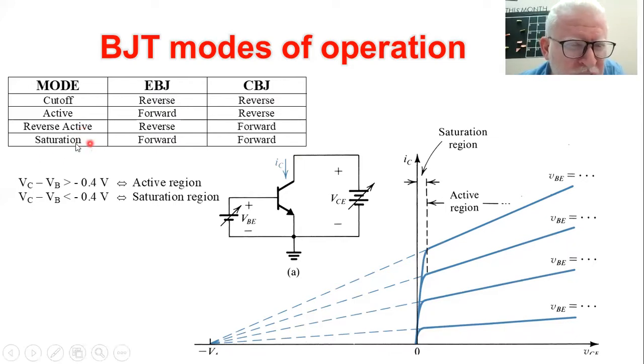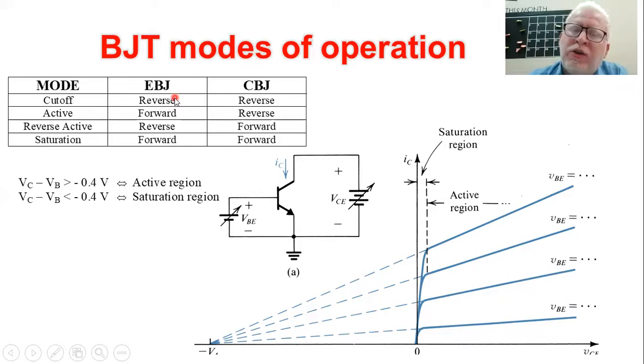And this is the saturation mode, where you have both junctions in forward bias. As you can see, the only difference between the active and the saturation is this collector-base junction. If the collector-base junction is reversed, then we have active. If it is forward, then you have saturation. And the cutoff, of course, is where both are reversed.